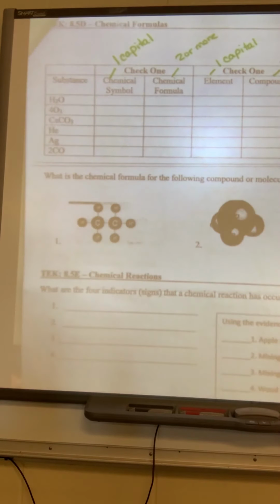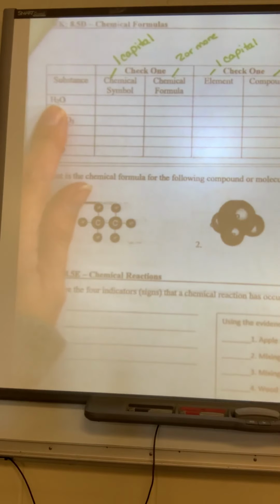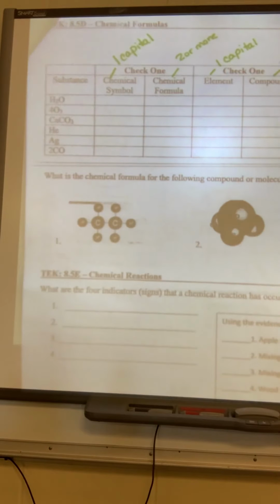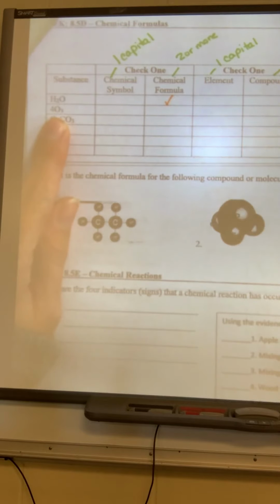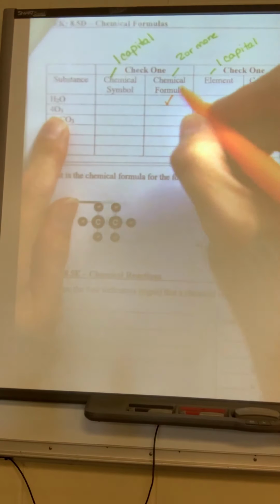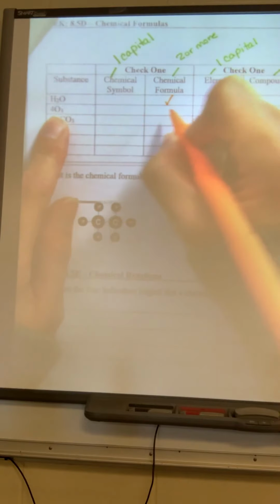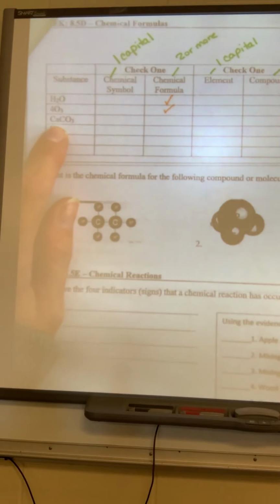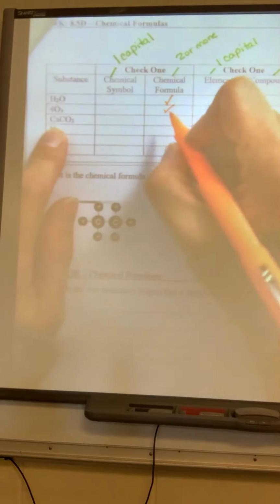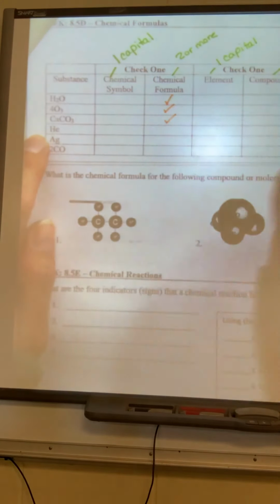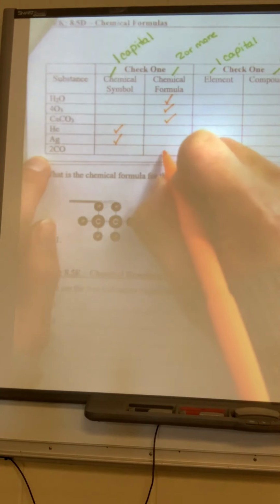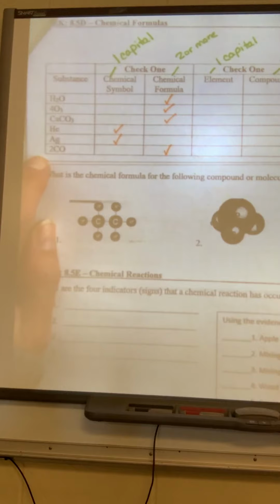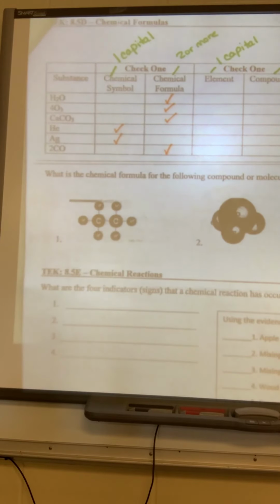All right, so let's look through here. H2O, is that a symbol or a formula? Formula, right? Yes. Okay. 4O3, what is that? Formula. It's a formula, isn't it? Yes. Okay. CaCO3, formula. He, Ag, 2CO, formula.